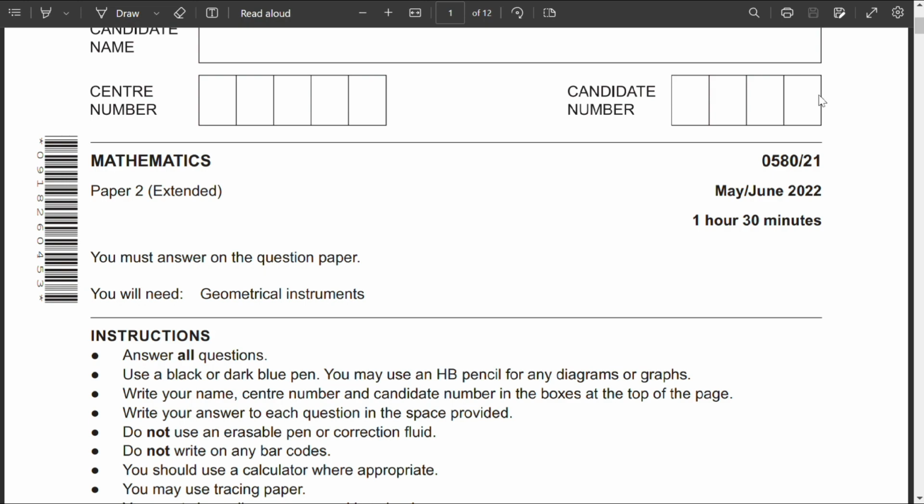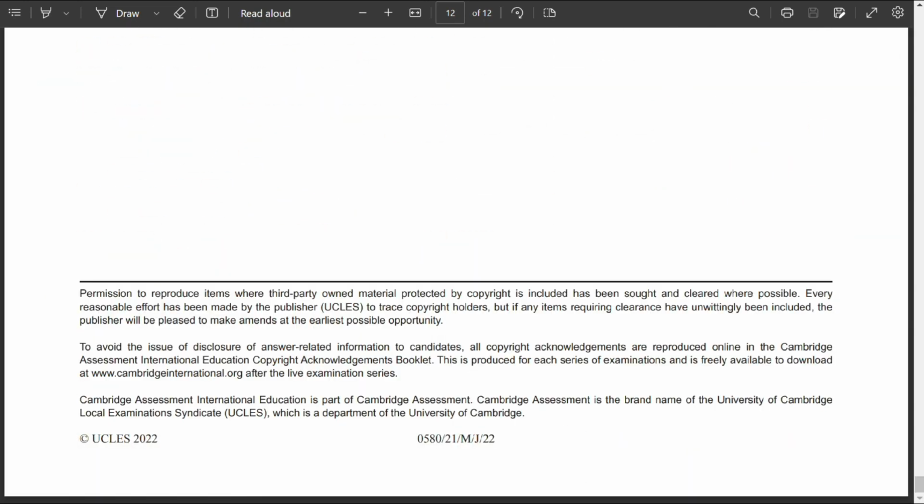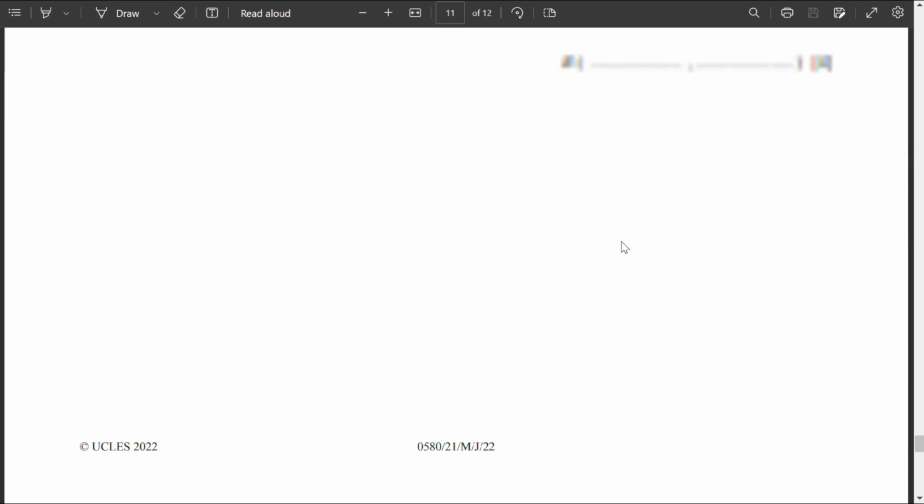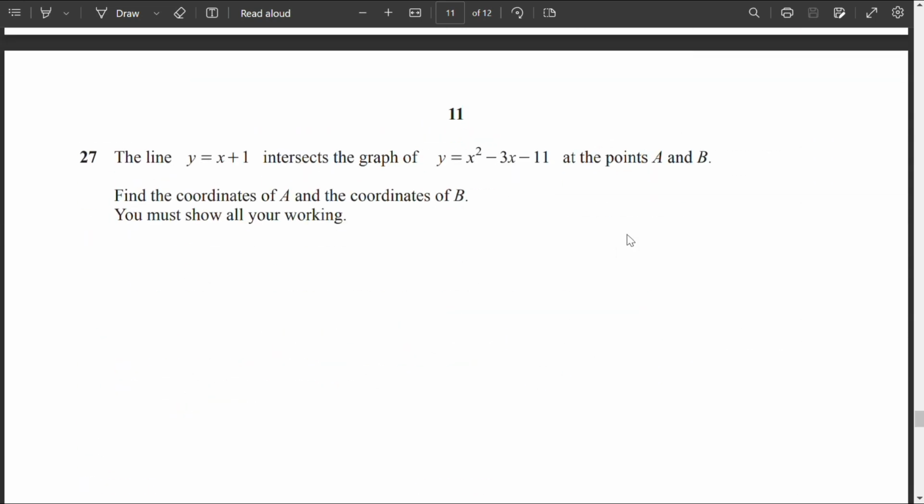Okay, so for this paper, this question 27 is of coordinate geometry. So now, here you can see the question. The line y equals x plus 1 intersects the graph of y equals x squared minus 3x minus 11 at the points A and B. Find the coordinates of A and the coordinates of B. You must show all your working.